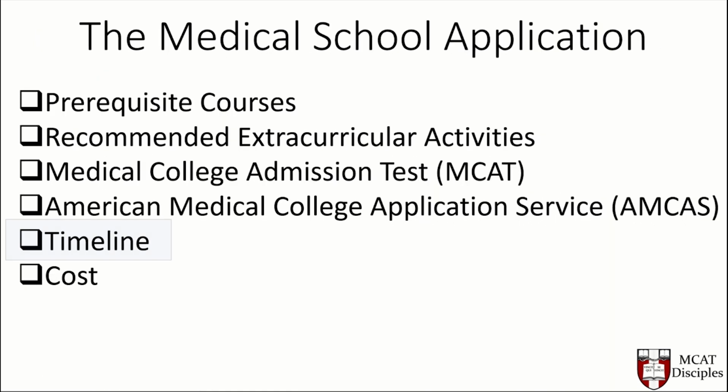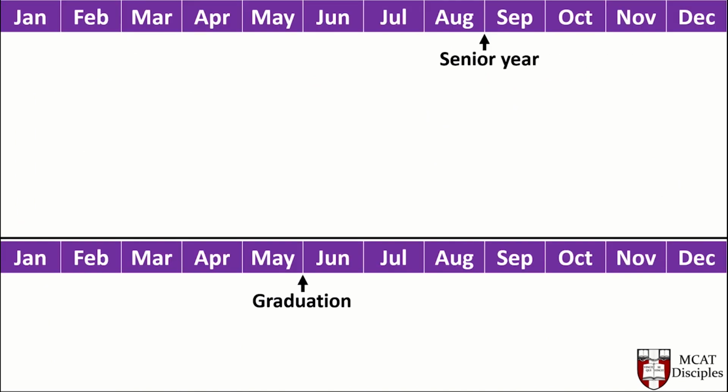We now move on to timeline. This is a timeline for the traditional premed applying to medical school. Traditional meaning that you didn't take any gap years between undergrad and medical school. Each purple bar represents 1 year broken up into months, and please note the arrows indicating senior year of college as well as graduation. You will take your MCAT in your junior year somewhere between mid-January and late September at the latest, with the most typical time being between May and July.